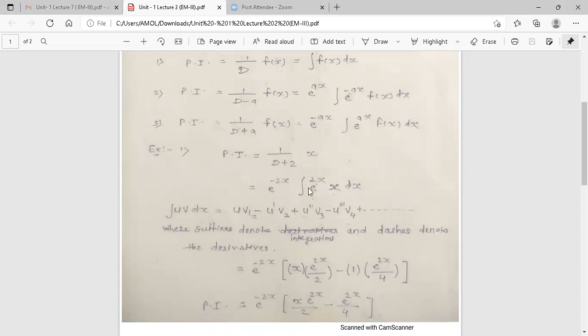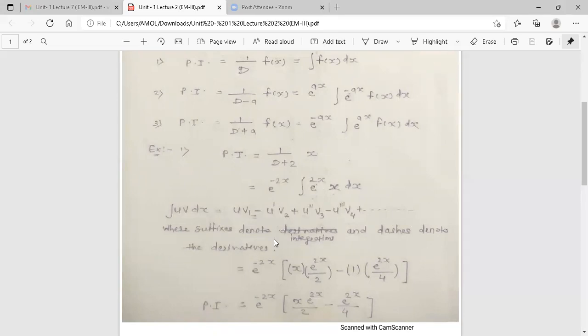Now, how to solve this integration, e to the power 2x into x? To solve this integration, use the u into v rule. Now, what is the u into v rule? The general formula is here. Integration u v dx is equal to u v1 minus u dash v2 plus u double dash v3 minus u triple dash v4 and so on, where suffixes denote integrations and dashes denote the derivatives.